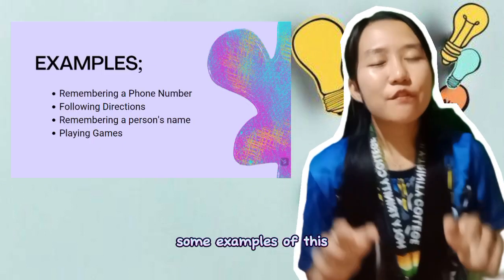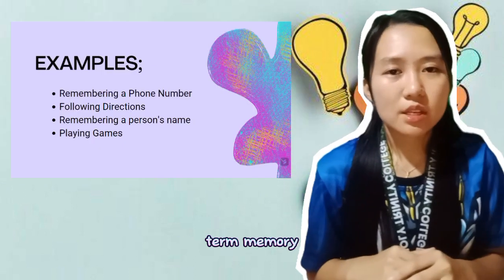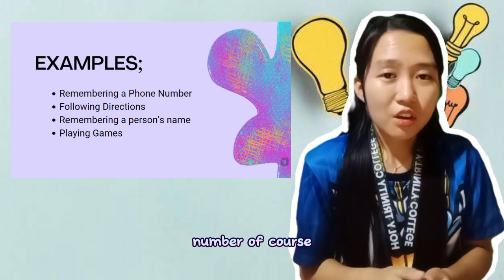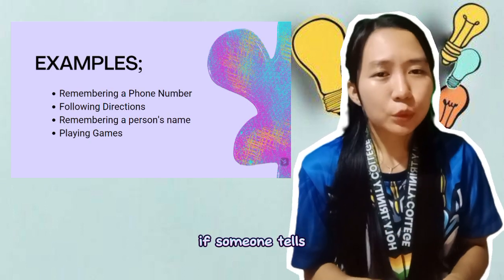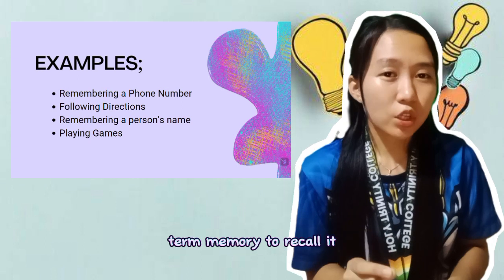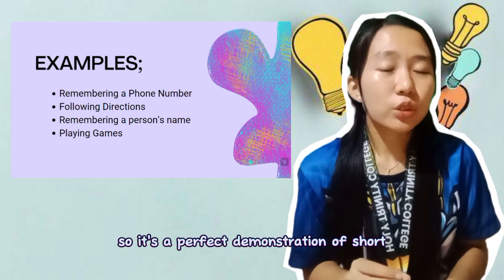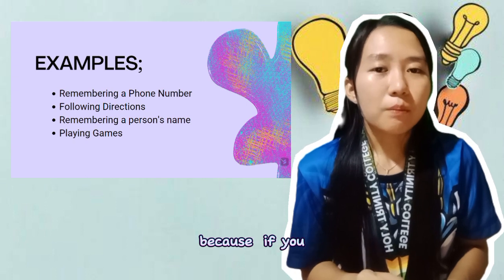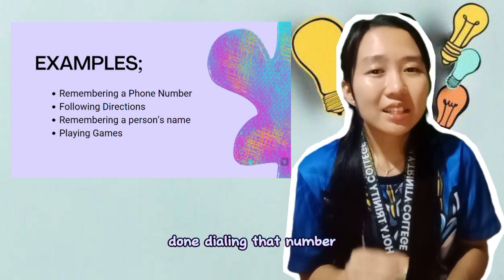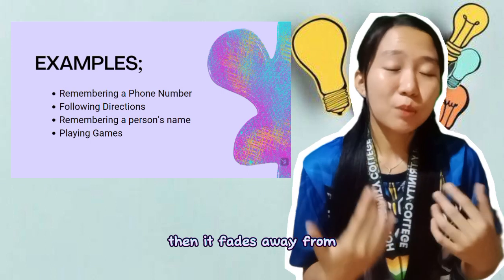Some examples of STM, or short-term memory, is remembering a phone number. Of course, if someone tells you a phone number, you use your short-term memory to recall it. It's a perfect demonstration of short-term memory because if you don't dial that number, then it fades away from your memory shortly.